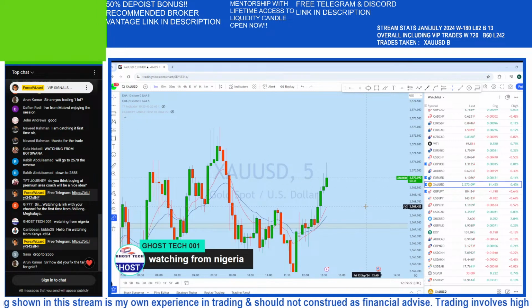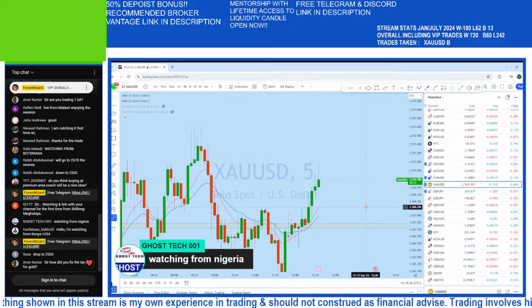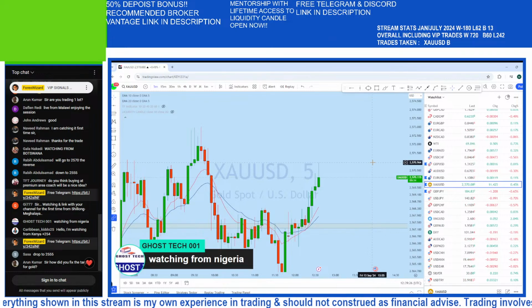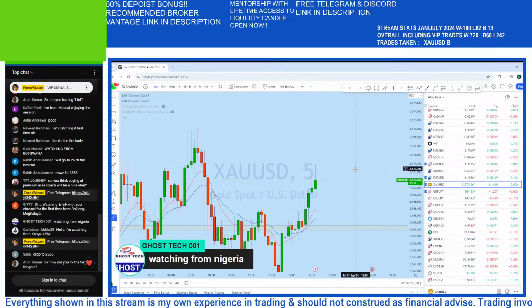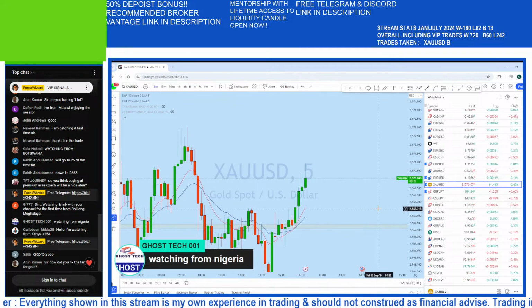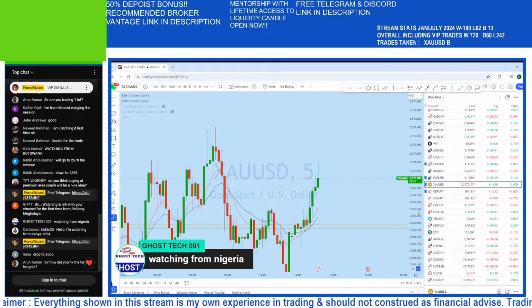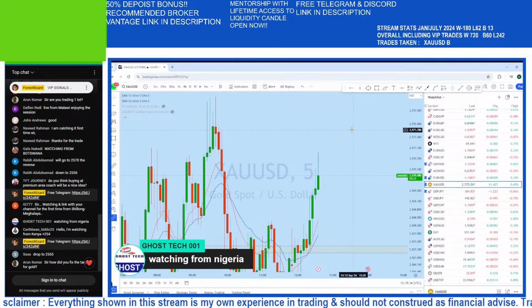So you can see that this is currently a very strongly bull market, but this 5-minute chart is forming a long wick candle, expecting it to bounce back up to that level.